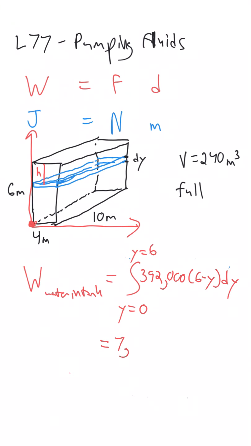And if you do that, you're going to get 7,056,000 joules. Good. And that, of course, is the total work required to remove all the sheets of water, to pump the water vertically out of the tank. All right, let's look at another one of these problems.